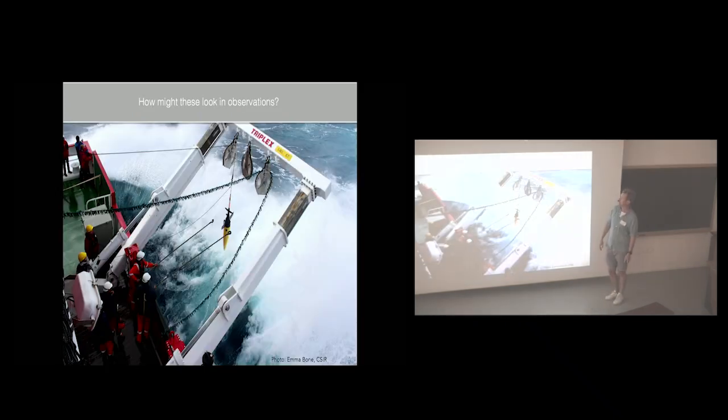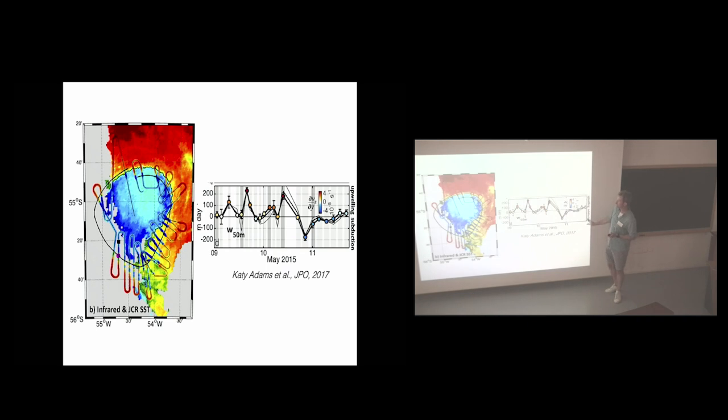Okay, so how might these look from observations? We have these lovely model simulations where you have a perfect three-dimensional view at the fine scale. And now it's really difficult to think, how are submesoscales resolved in observations? Sarah showed this morning some of the work done by Katie Adams and others, and JB was involved in this project called SMILES, where they found this wonderful cyclonic eddy in the South Atlantic. It was in the Weddell Sea, just near Drake Passage somewhere.